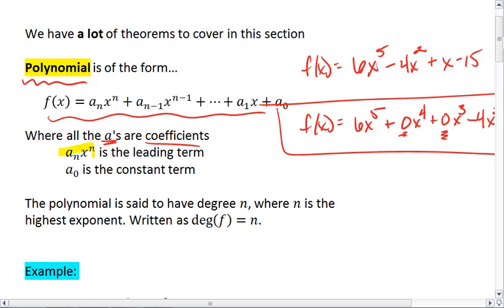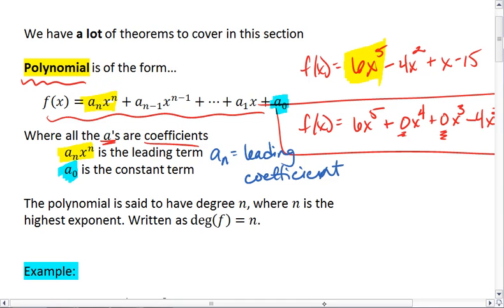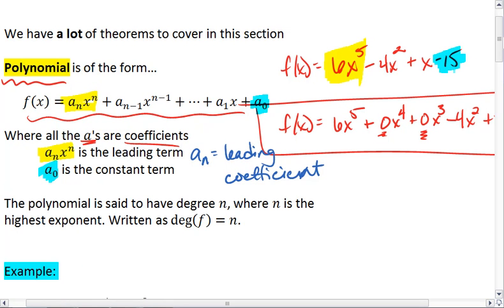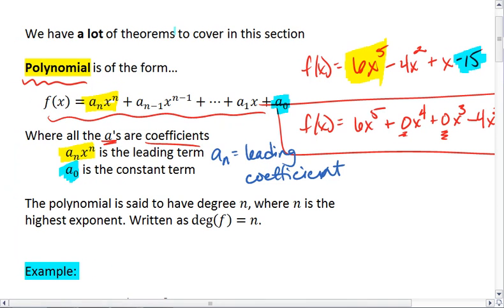We see that a sub n times x to the nth is called our leading term. And that's the term that has the highest exponent, which means that a sub n is the leading coefficient. And then lastly, we see that a sub 0 is what's called the constant term. So that's a sub 0, and in this case, the negative 15. Please make sure that you understand this new vocabulary if it's new to you. Leading term, leading coefficient, and constant term.